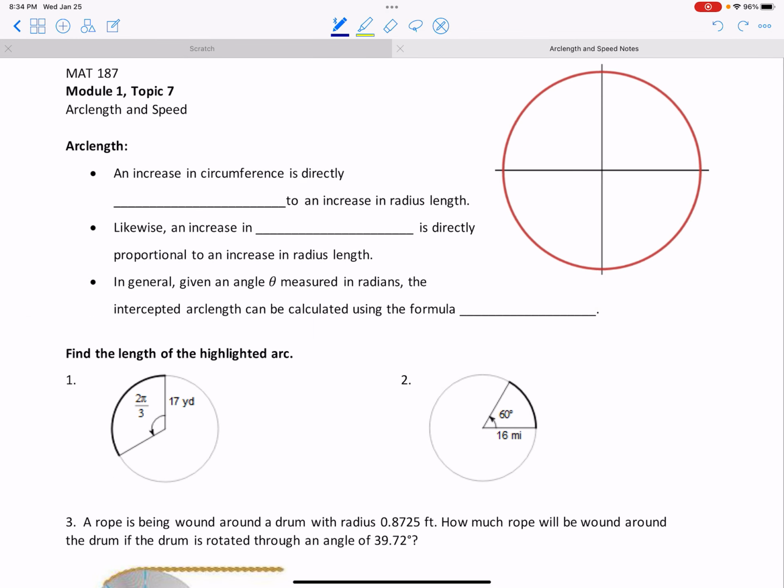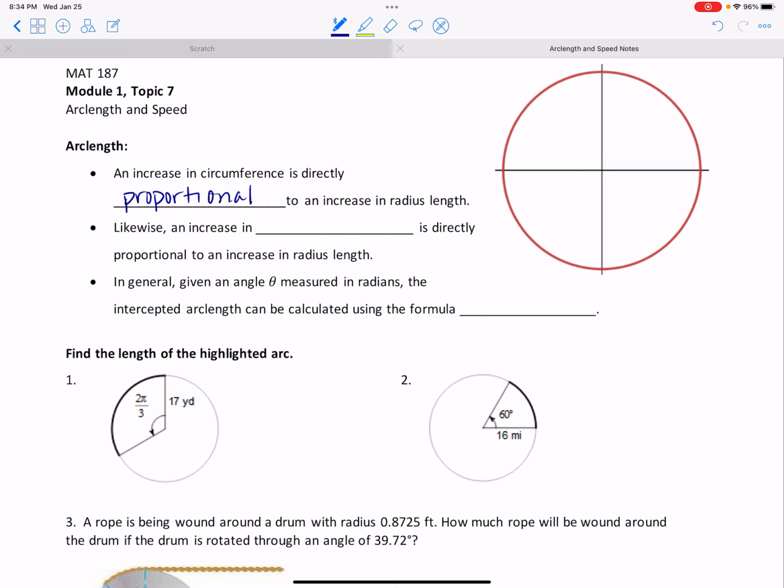An increase in circumference is directly proportional to an increase in the radius length. So what I mean is if the circumference doubles, the radius doubles, or vice versa, right?